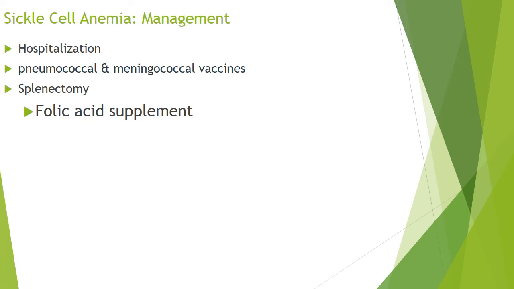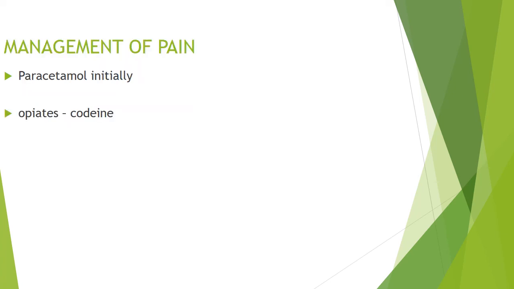Management of sickle cell anemia. Hospitalization for crisis should be done to alter the hypoxia and to control the sickling. First, oxygen should be given to treat the hypoxia, and then rest, fluid, and electrolytes to maintain the blood viscosity as well as to prevent renal damage. Additionally, pneumococcal and meningococcal vaccines should be given, and splenectomy if the spleen is sequestrated. Folic acid supplementation can also be done. For the management of pain, paracetamol should be initiated. Later, if there is relentless pain, limited opioids can be given.